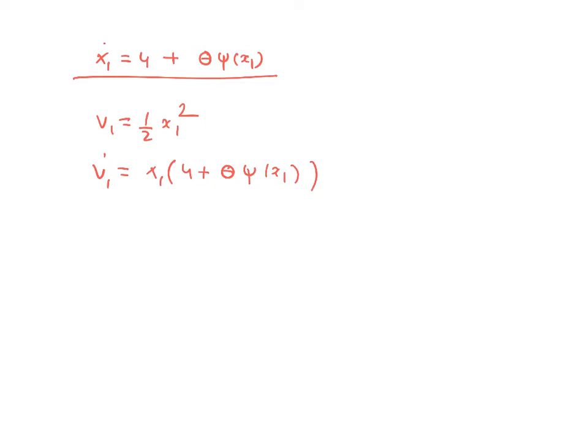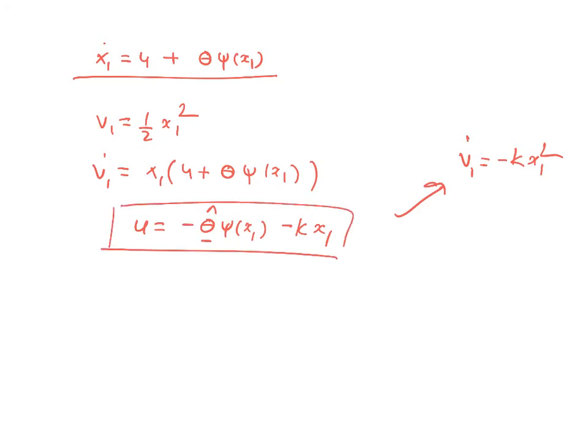So if you knew theta, then u would have been minus theta hat phi of x1, because I don't know theta, I just take an estimate, minus k x1. Simple, which will give me, if theta equals theta hat, then V1 dot will be minus k x1 squared. Not an issue. But it's not the case, but that's my controller, right?